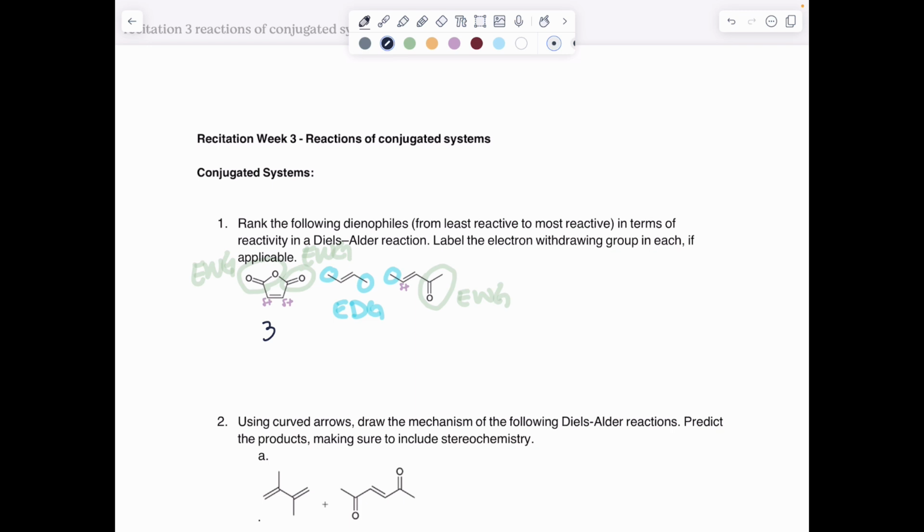The second most reactive would be the one that has one withdrawing group and one donating group. So over here, that would be 2. And then the least reactive is the compound that only contains donating groups, because donating groups are deactivating. If it helps you to remember, donating is deactivating, I think that's kind of helpful.